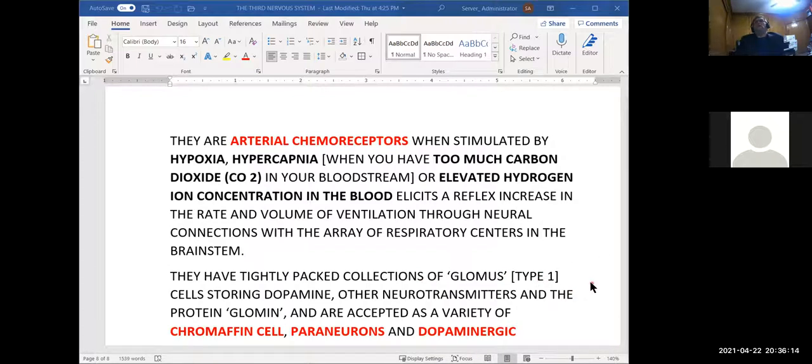I want to see some guesses in here. How long does it take in an average adult for the blood to make a circuit through the body? How long does it take the blood to make a complete circuit through the body? I want to see a lot of guesses in the chat box here. 3 seconds. Wow.